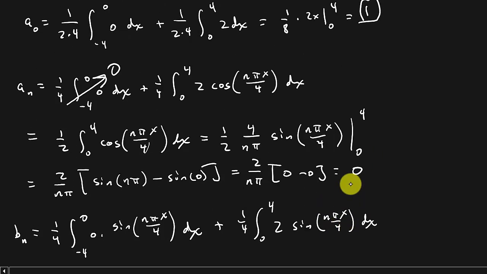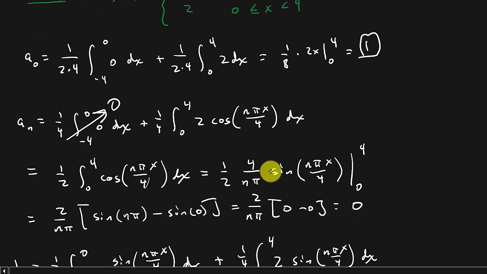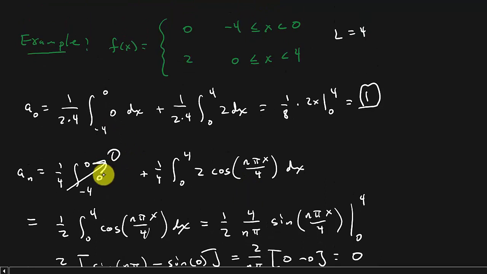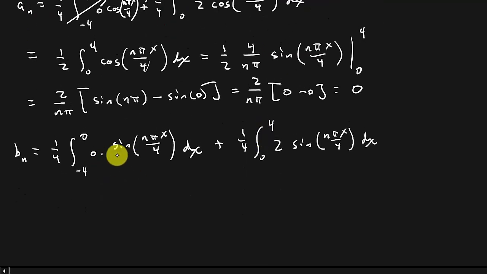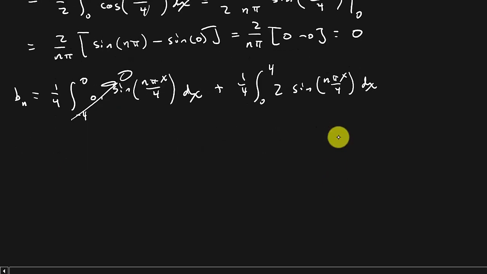And remember how I told you I would probably forget to write things down? Just knowing that that's 0, I should have written that as the function times the cosine of n pi x over 4 dx. I forgot that, I wasn't thinking about it because I just knew it was 0. But I did remember down here. So once again, that whole term goes to 0.